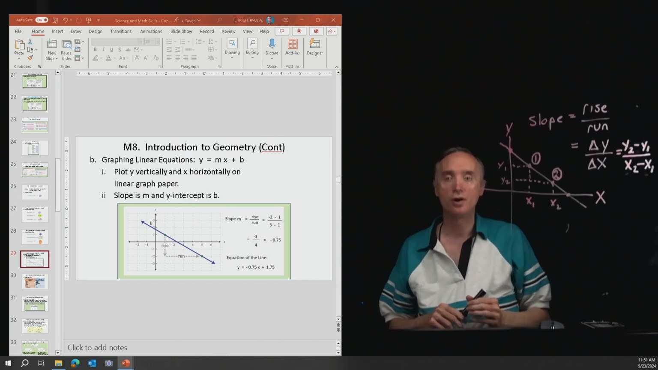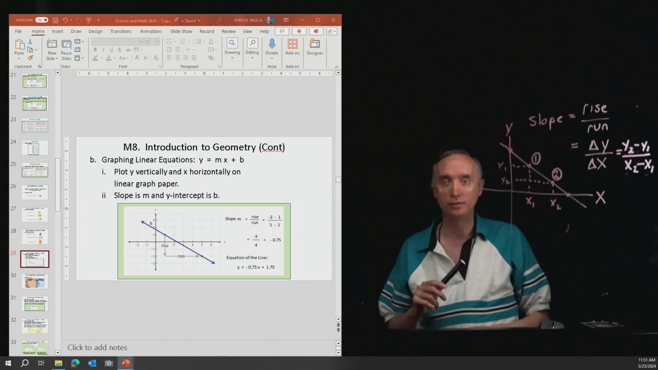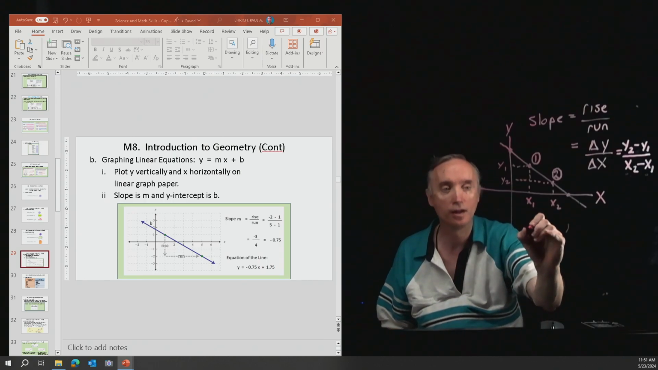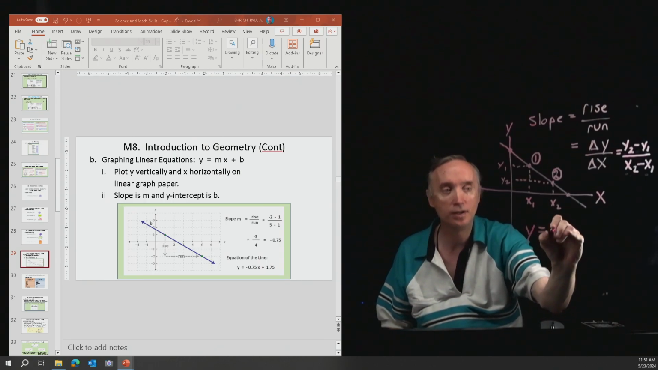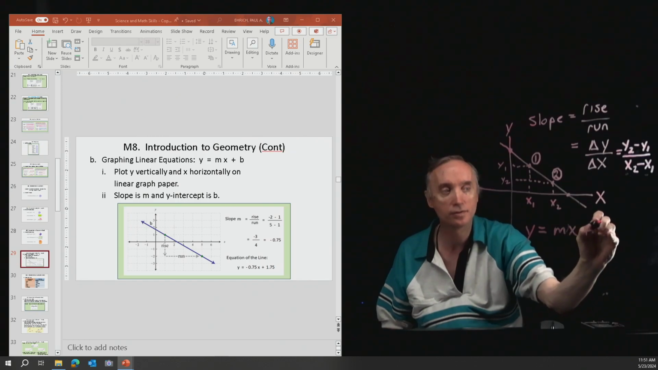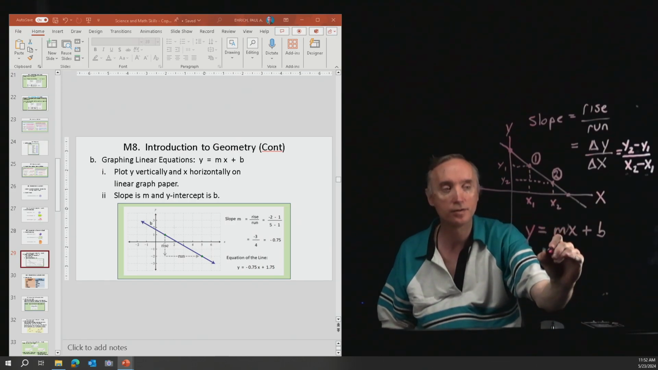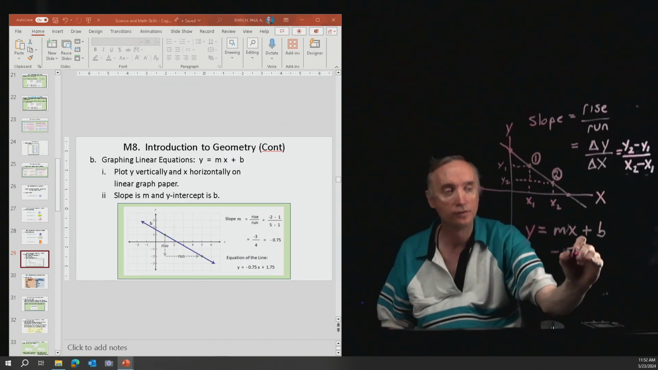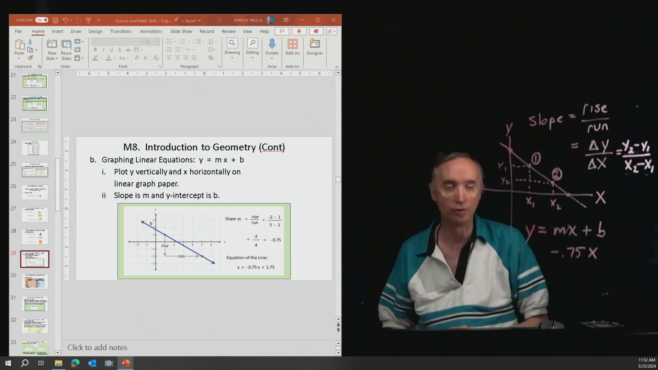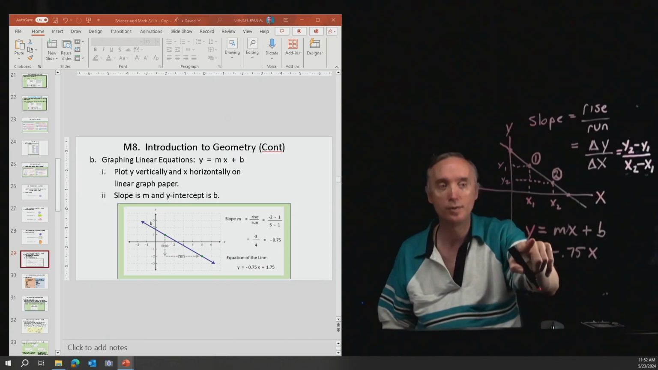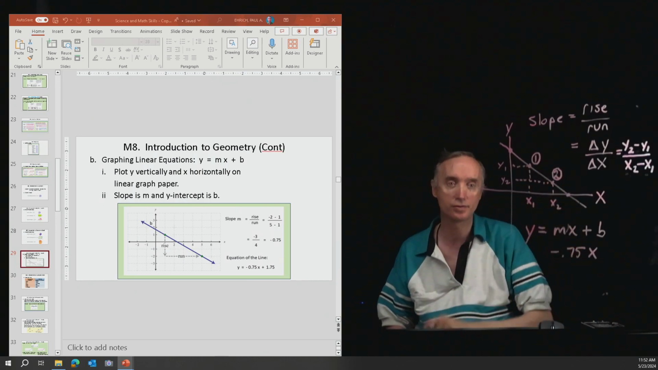Another thing that you ought to know is the equation of a line. The equation of a straight line is y equals mx plus b. m is going to be the slope, which we've already just calculated, and it turned out to be negative 0.75. Then you still have the x, so the x is going to be the independent variable, and the y is going to be the dependent variable because y depends on what x is.